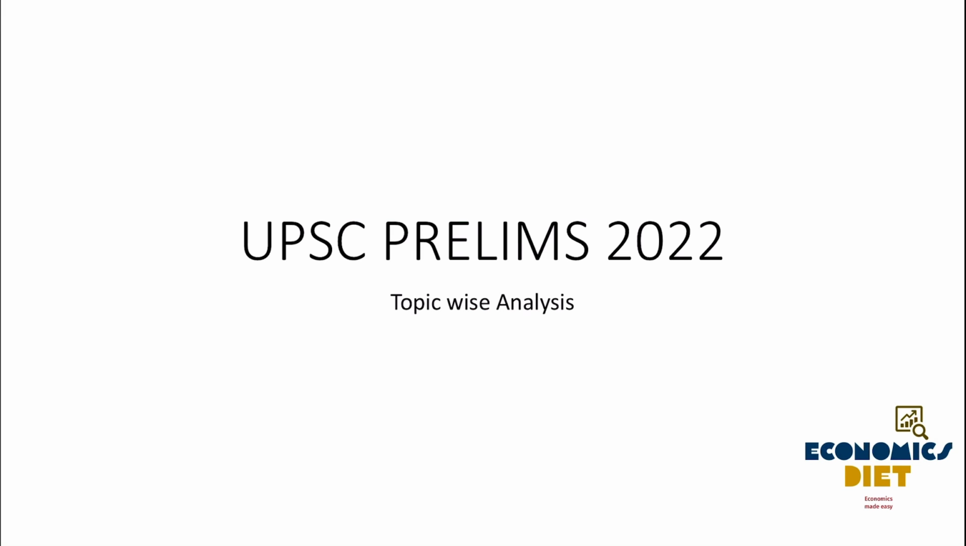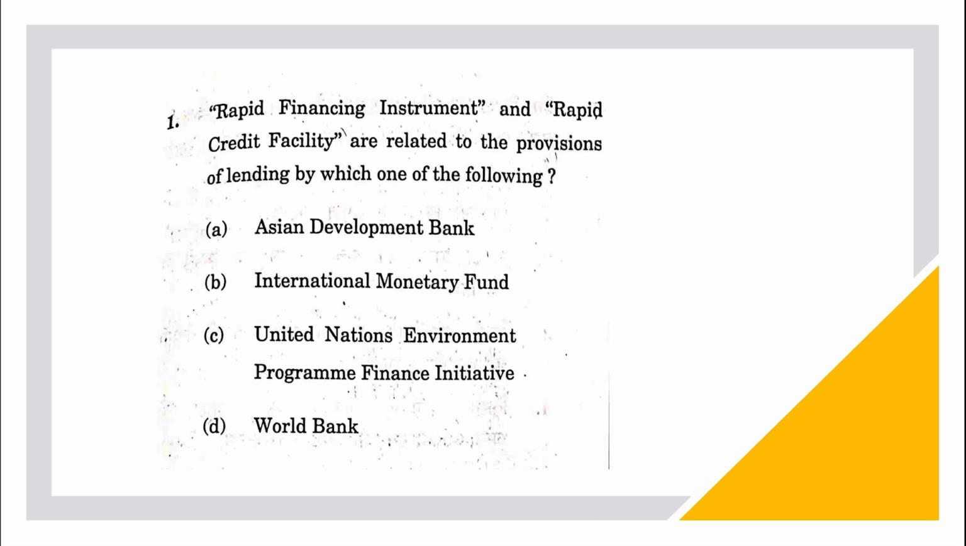In this session, we'll do one analysis on the questions asked in UPSC Prelims 2022. The content for this video is researched and developed by the team of Economics Tide. We'll take this question which says that Rapid Financing Instrument and Rapid Credit Facility are related to the provisions of lending by which of the following: Asian Development Bank, IMF, UNEP Financial Initiatives and World Bank.